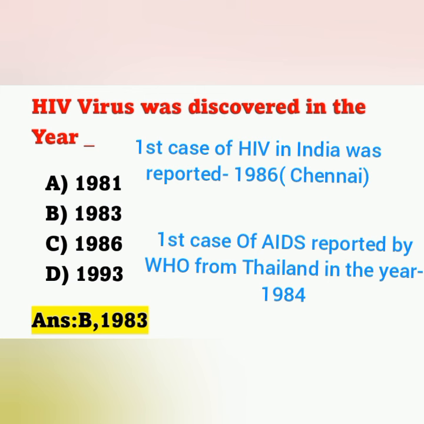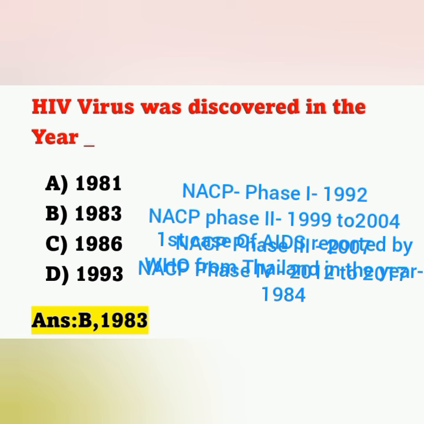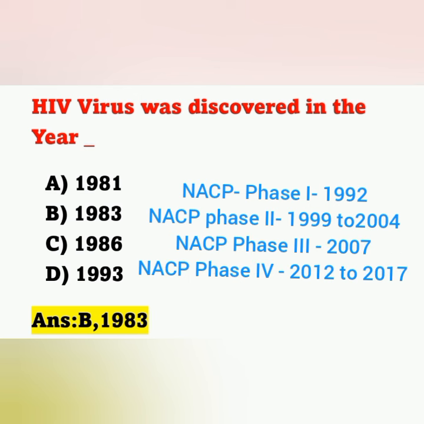First case of HIV in India was reported in the year 1986 at Chennai. And the first case of AIDS was reported by WHO from Thailand in the year 1984. This is in all over the world. First case from Thailand reported in the year 1984 by WHO.